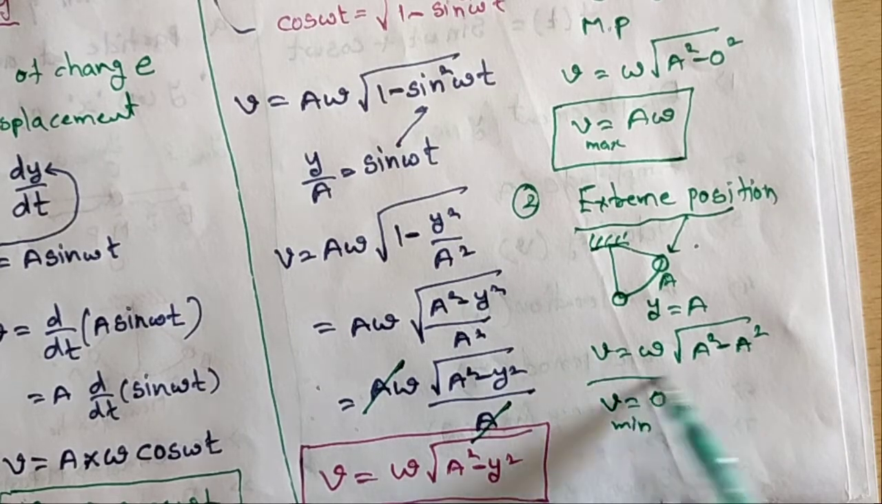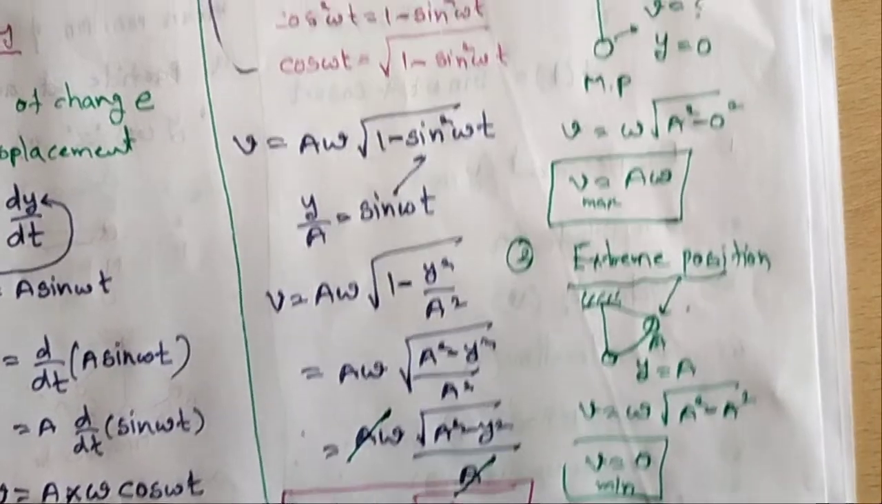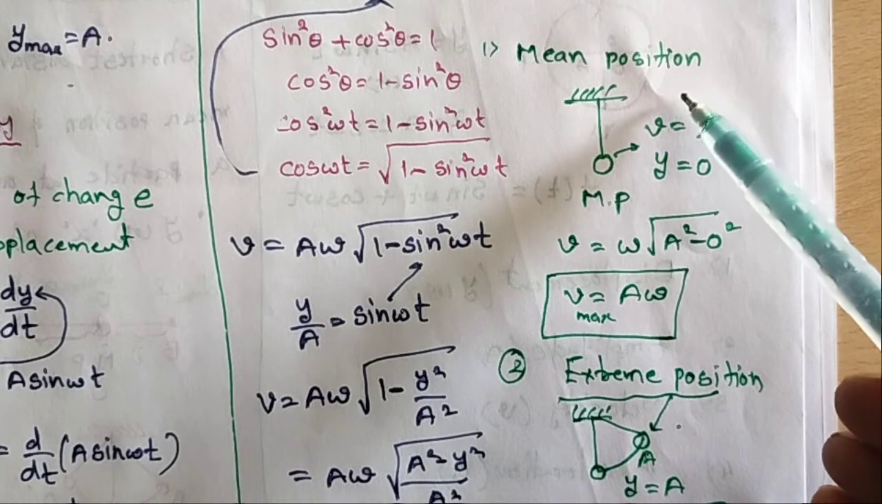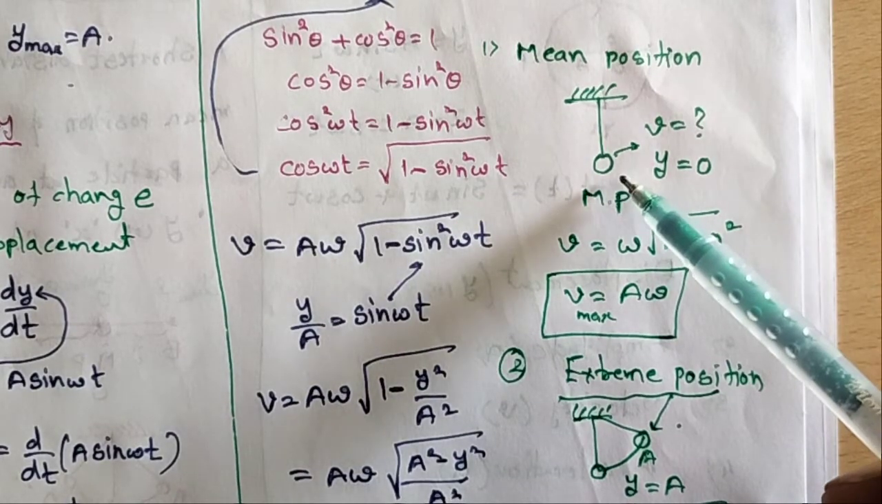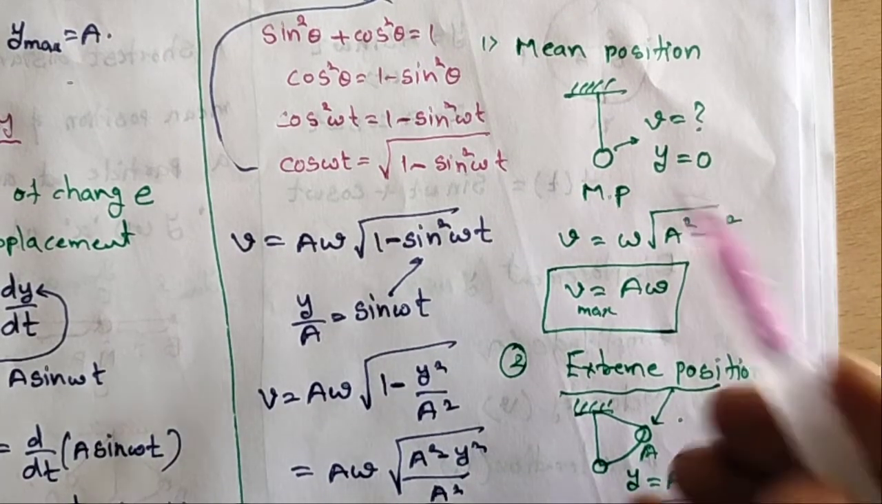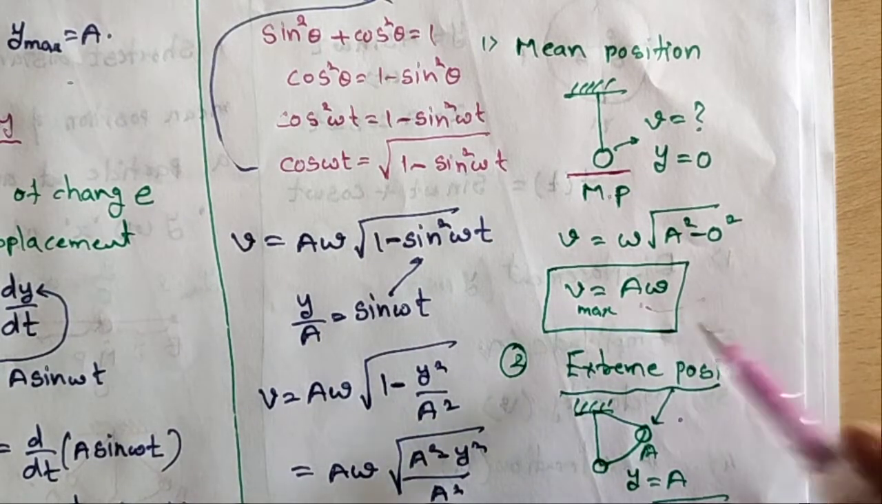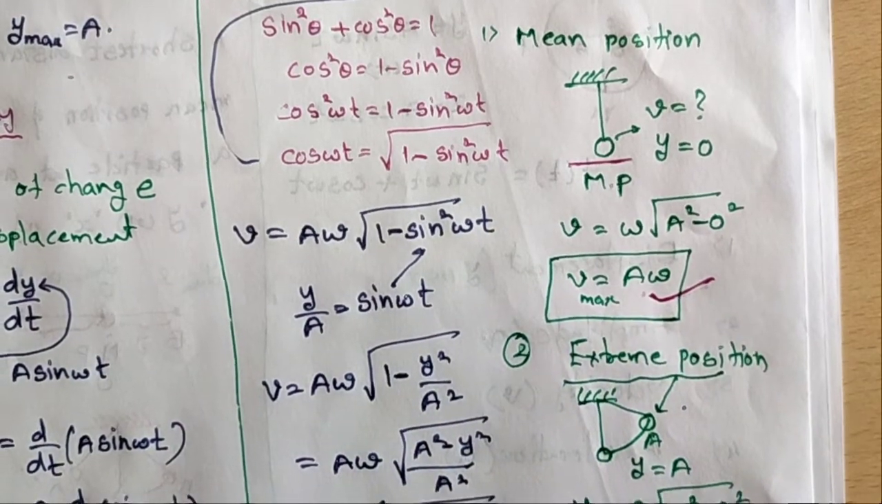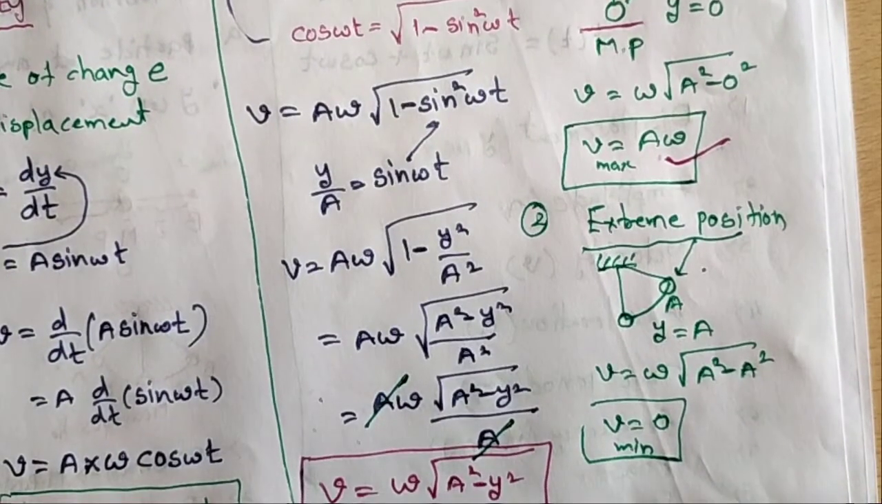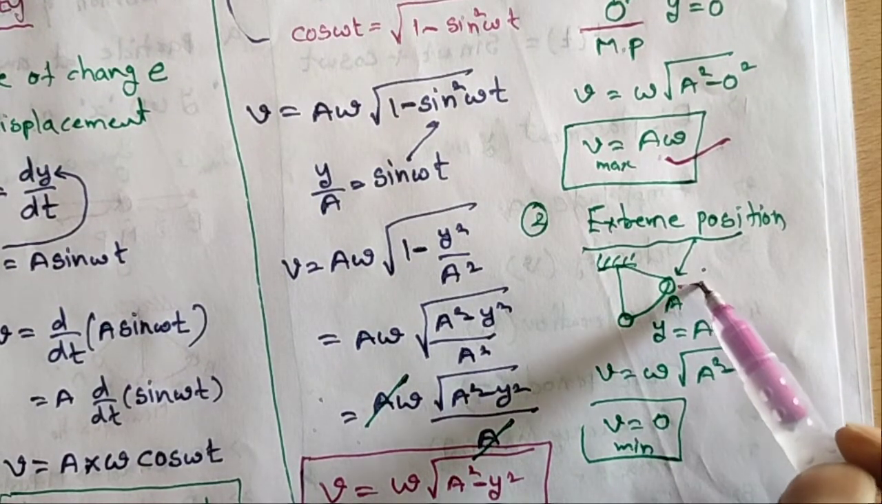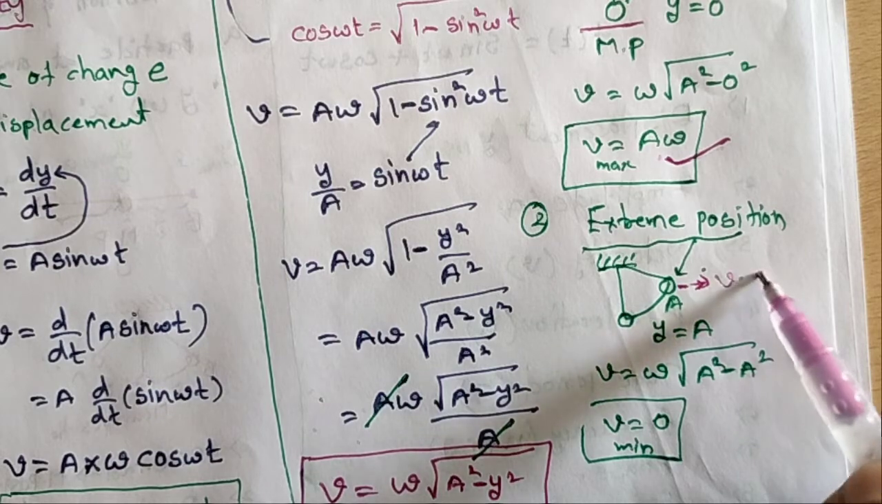So what is your observation in these two equations? At the mean position, the velocity is maximum. At the mean position, the velocity will be maximum. What is the formula? a into omega. At the extreme position, v is minimum. At this one, the velocity will be 0.